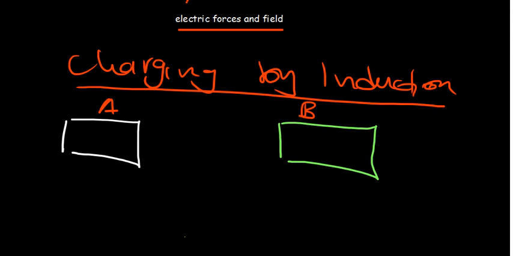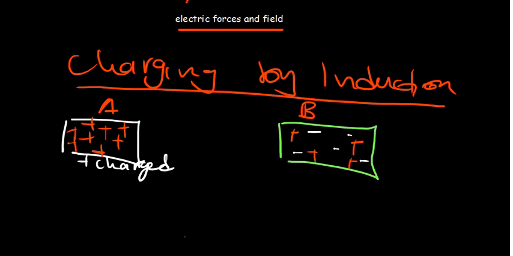We are going to have the what? Let's say this is positive charge, meaning we have got a lot of positive ones. Then that side we are going to have positive and negative. Okay, so that is what we have. Now this is neutral, this is positive charged, this is neutral.